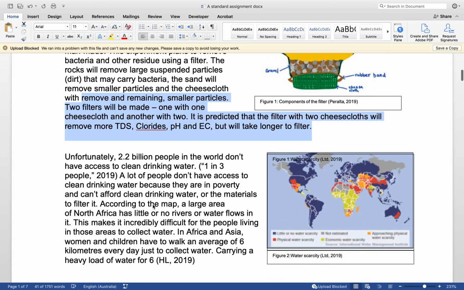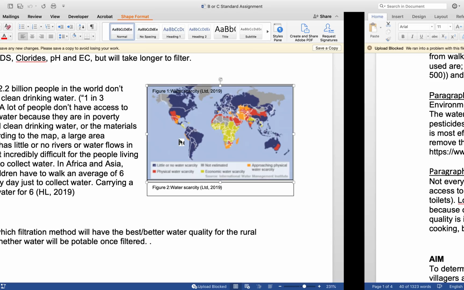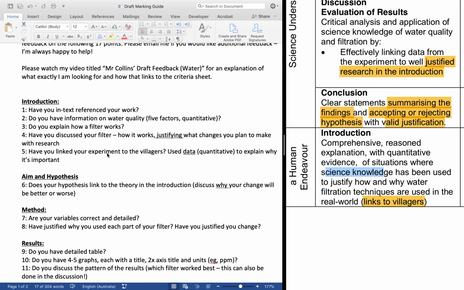Look at the A-level student. They've included a picture. They've also included in-text references, 2.2 billion people, so that's some data there. I would actually like to see a little bit more data. I think they can do a bit more research. Maybe they could talk about what percentage of the world's population doesn't have access to clean drinking water, or they could talk about how many children per day die of preventable diseases because of unclean drinking water. But I really do like that diagram there, so I'd be able to mark them a high mark for that section.